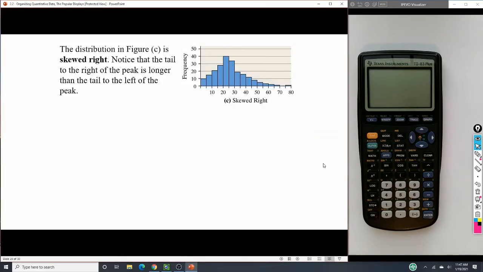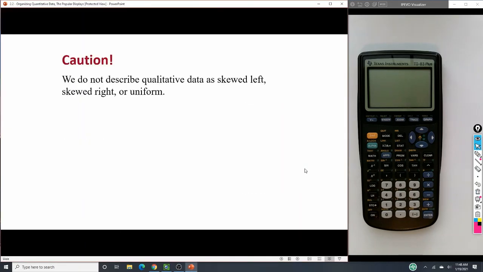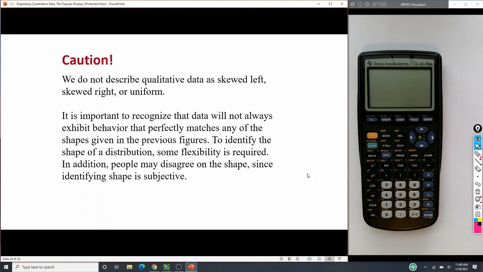Okay, and then we can have some skewed, and so this one is skewed right. Notice that there is a tail on the right with it, and the peak is on the left. So if it has a tail on the right, we call that skewed right. And if there's a tail on the left, then it is skewed left. So again, over here, skewed right gives me a tail over here, and skewed left gives me a tail on the left-hand side. All right, now we do not describe qualitative data as skewed left or right or uniform. This is only quantitative data that we do that with. And it's also important to recognize that data will not always exhibit behavior that perfectly matches any of these. They will be close to those, and so we want to keep that in mind as we move forward.